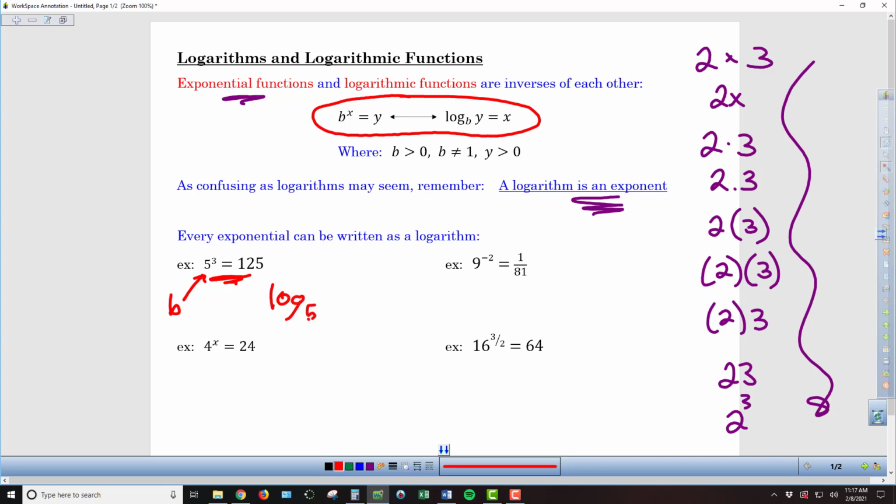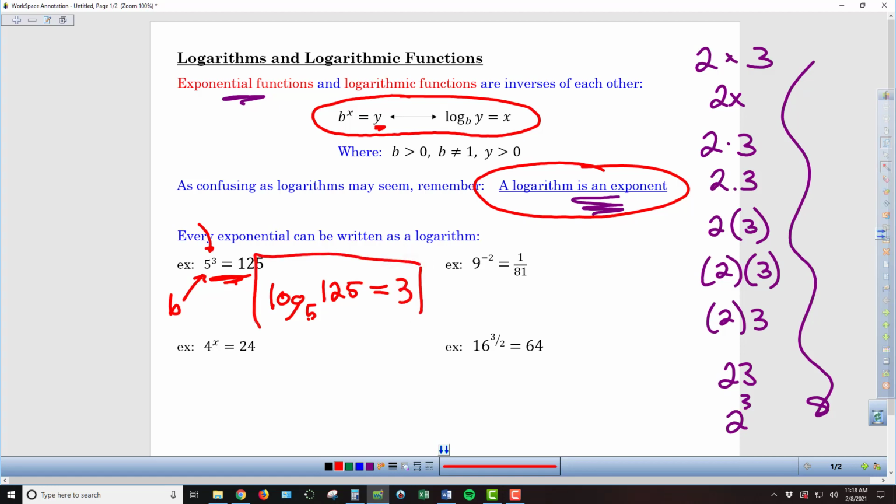Then the output of my exponential, y, becomes the input into my logarithm. So I'm going to have log base 5 of 125, so there's my input. And then because we said a logarithm is an exponent, the exponent here is 3, so therefore log base 5 of 125 equals 3. So we're just using the pattern there to rewrite each of these exponentials as a logarithm.